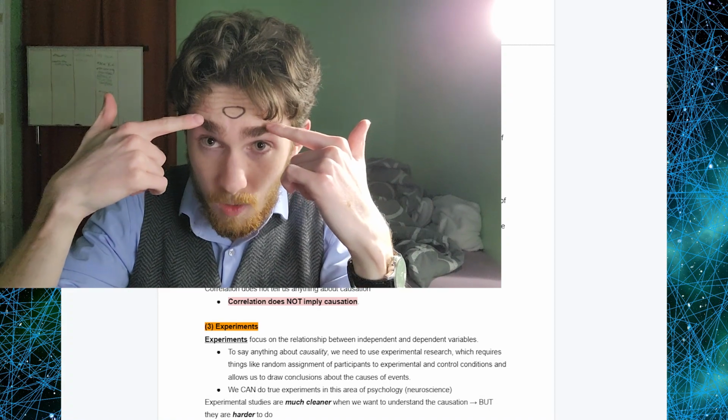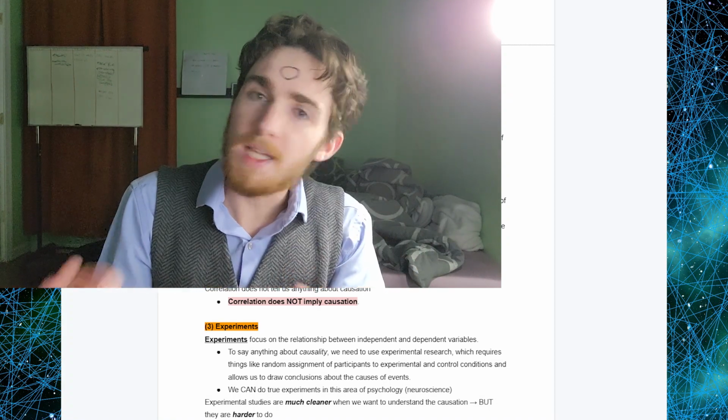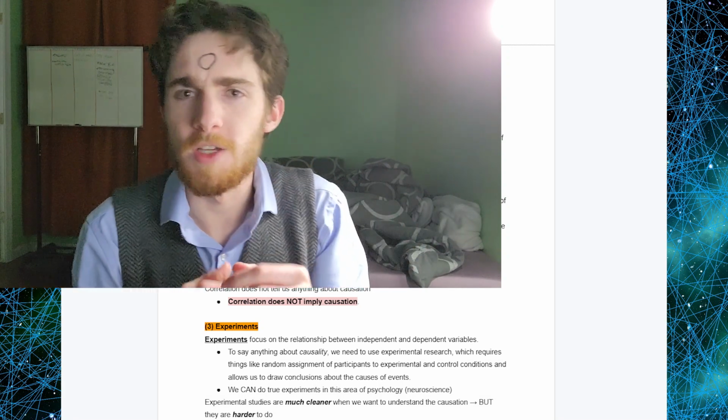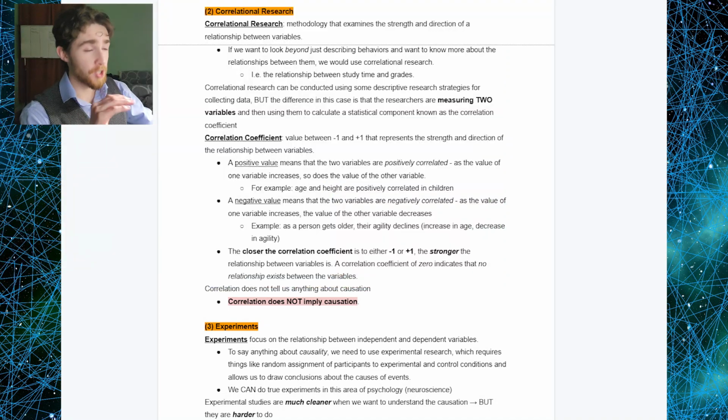And at 0, there is no relationship, all right? It is so weak, it's non-existent. A correlation coefficient of 0 means no relationship. A correlation coefficient of 0 indicates that no relationship exists between the variables.